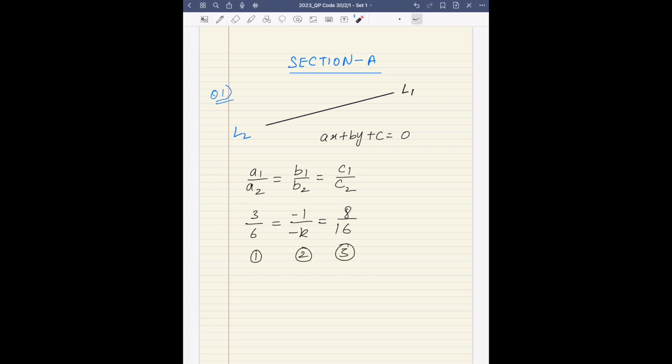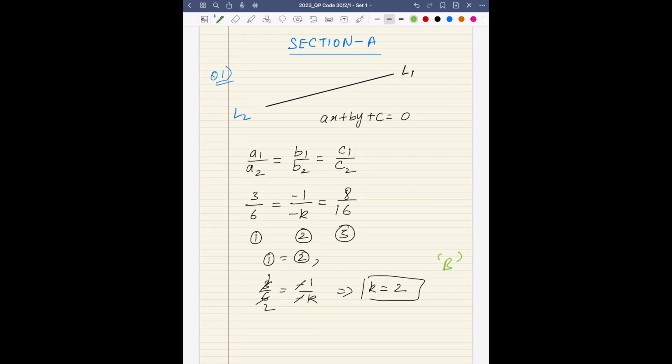What happens is, if you get these kind of equations where you have two equal to's in a single line, you can equate these two, or these two, or 1 and 3. The unknown is here, so either you can use 1 and 2, or you can use 2 and 3. So we'll use 1 is equals to 2, meaning 3 by 6 is equals to -1 upon minus k. Minus minus cancels, this cancels. K is equals to 2. So the answer is B. Okay, very simple question. You can attempt it in the beginning, right?